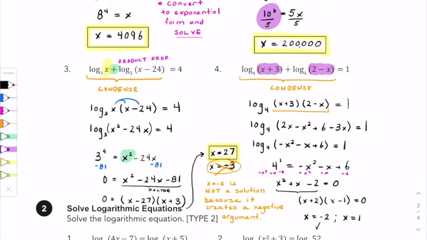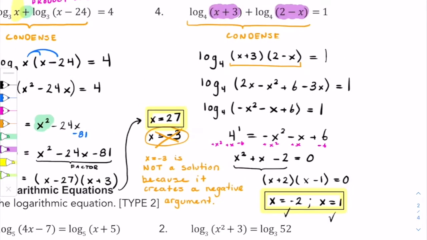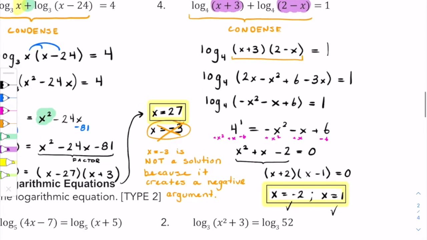If we substitute 1 in, 1 plus 3 is 4, and 2 minus 1 is 1. So this works as well. Therefore, both of these numbers are your solution. And this is a good example because you can clearly see that your x value is negative, it's negative 2, but it doesn't actually create a negative argument.